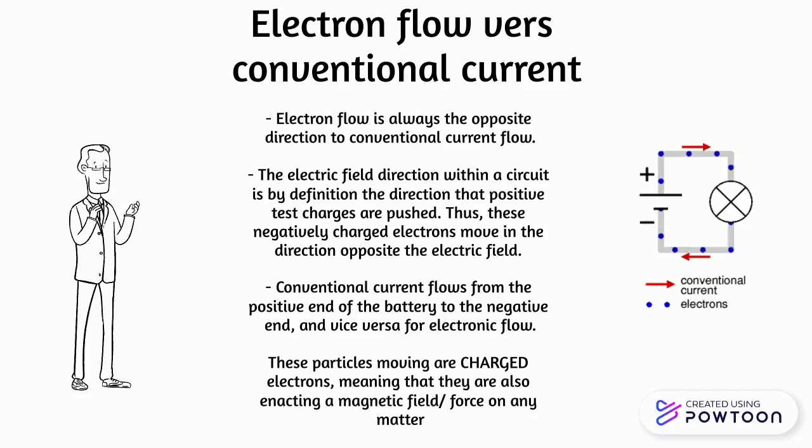Conventional current flows from the positive end of the battery to the negative end, and vice versa for electron flow. These particles moving are charged electrons, meaning that they are also enacting a magnetic field/force on any matter surrounding it.